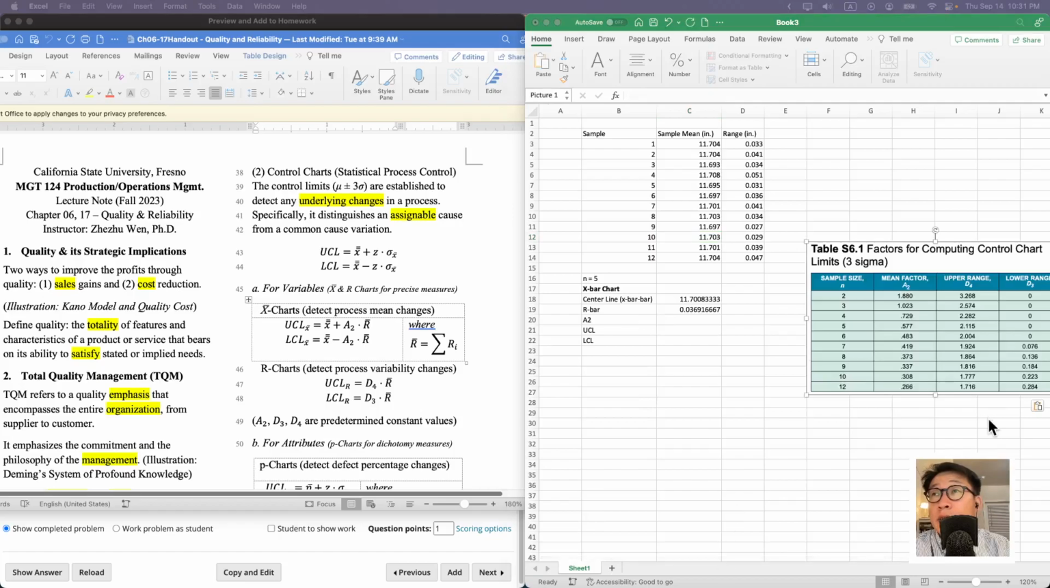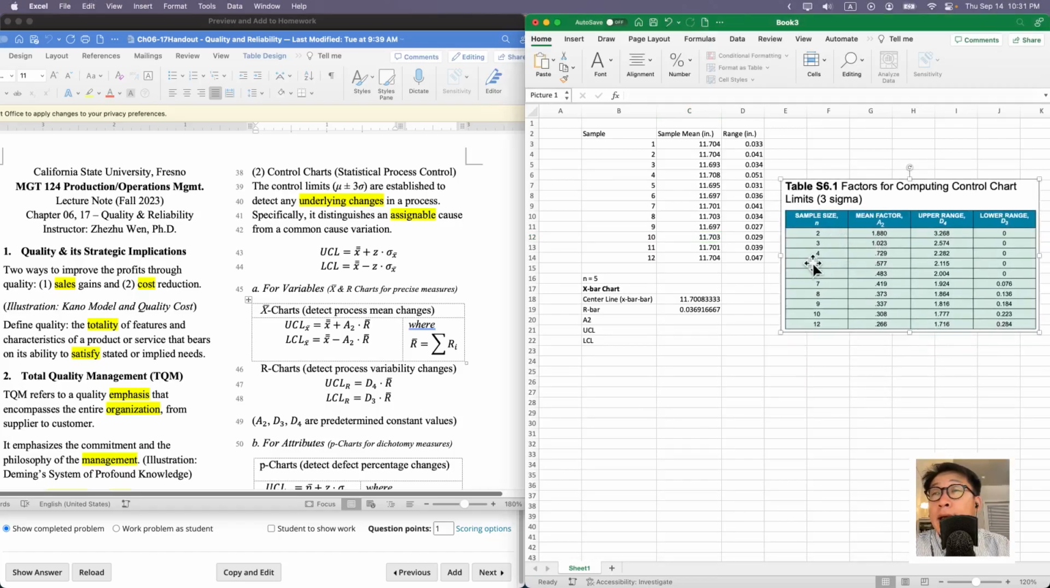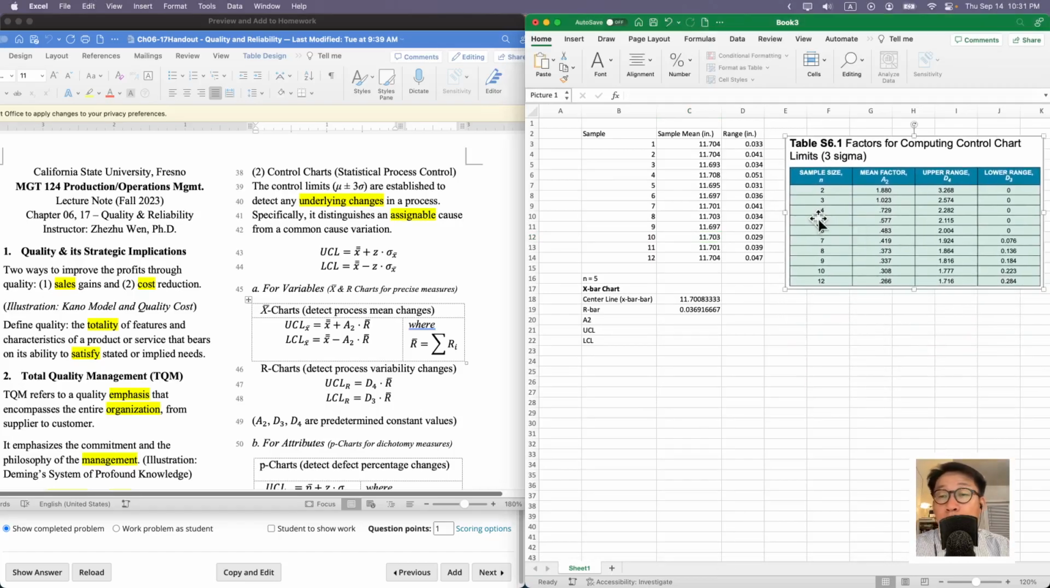This table right here is somewhat like your number tables, and a lot of times you can find it on the internet. A lot of times, if it's an exam, those constants will usually be provided. Quality professionals usually have a little handbook that has all that information contained.